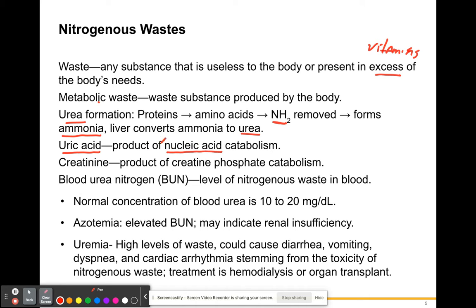Okay, DNA is made of A's, T's, G's, and C's, which are different types of nucleic acids: adenine, guanine, thymine, and cytosine. And when we have to get rid of those, we have to break them down, which is going to produce uric acid as a product.